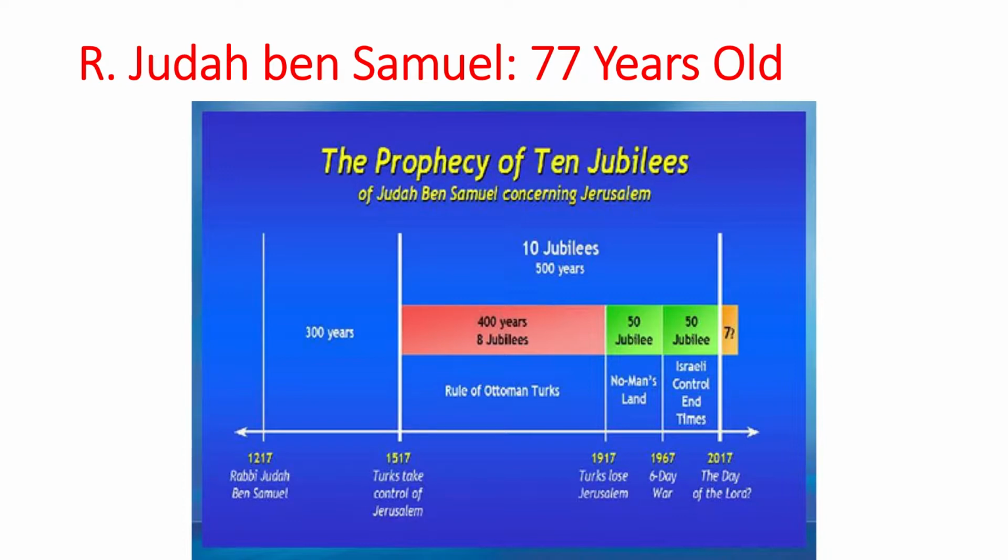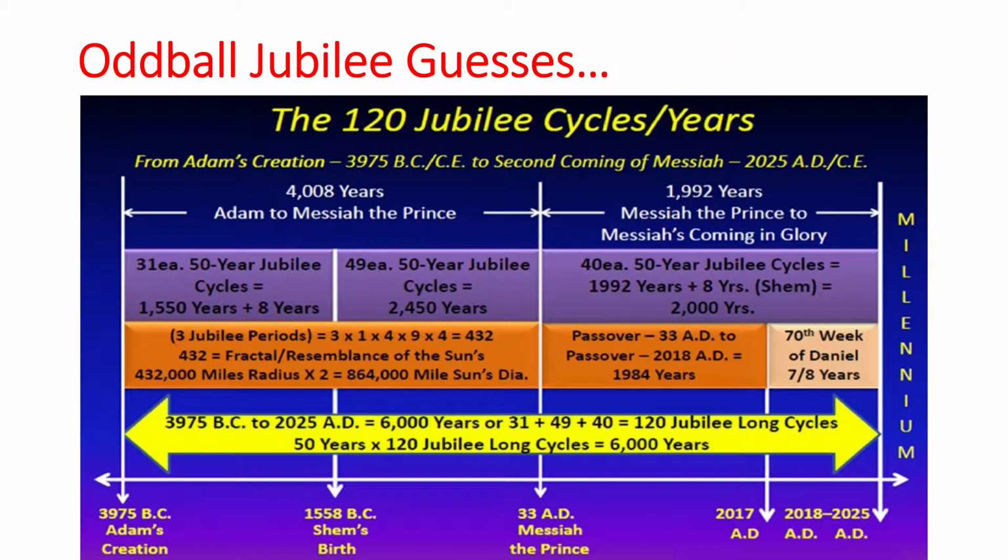And nothing occurred that we know of in 2017. But it's just interesting to note this is his prophecy in terms of a timeline. And here's another analysis of it, and this is where they're sweeping through everything. Okay, so 4,008 years, 1992 years, and they're saying, oh, here's when the millennium hits, and they're predicting 2017 based on Judah Ben Samuel's. I love all these oddball guesses. It's fun to look at them.